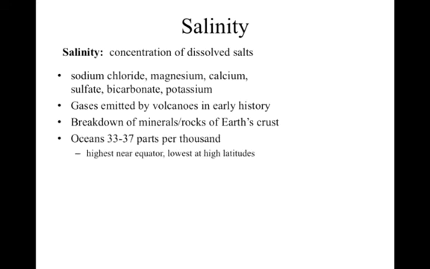And so oceans are quite salty. They're in general 33 to 37 parts per thousand salt. Actually, the saltiest areas are near the equator, and the least saline oceans are at the higher latitudes towards the poles. We also have variation in salinity in different soils. Not surprisingly, soils that are close to oceans tend to be more salty than other soils.